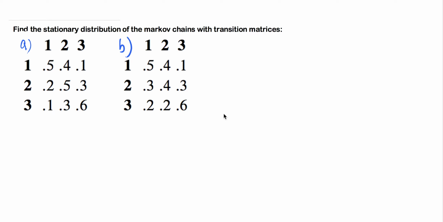Find the stationary distribution of the Markov chains with these two transition matrices. Before we get started here, I just want to label a couple things. Let's call this first matrix PA, and then let's call this second matrix PB. Anyway, for part A, we want to find the stationary distribution.